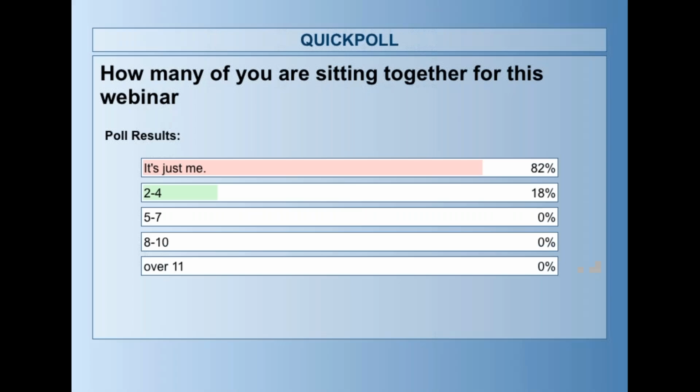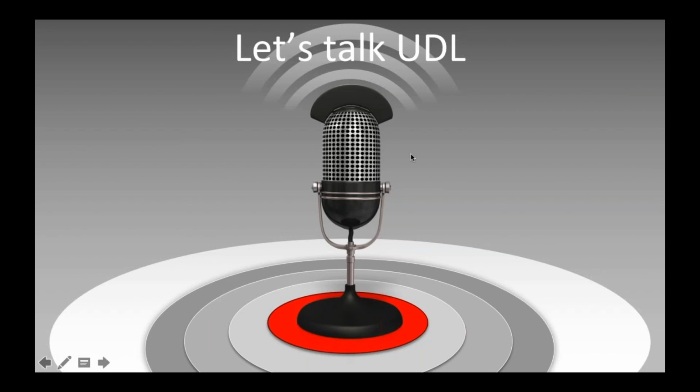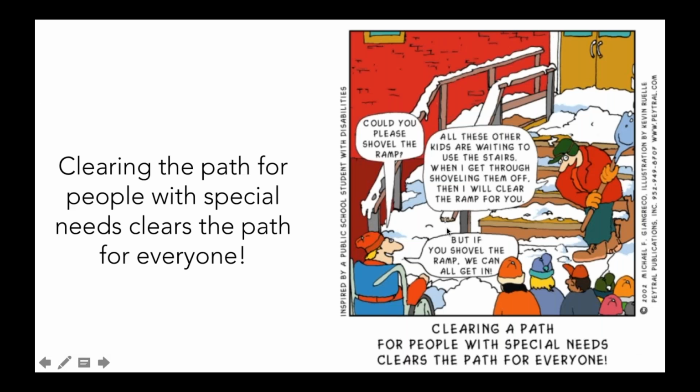Okay, I'm going to share the results. I'm going to hide the results, and we're going to move on. Let's talk UDL. Okay, one of the items that I haven't had on the introductions lately for a while would be this graphic here. And this is a great visual. It shows the big picture perspective. What does this mean to you? Please put your ideas into the question box, if you would. What does this graphic mean to you?